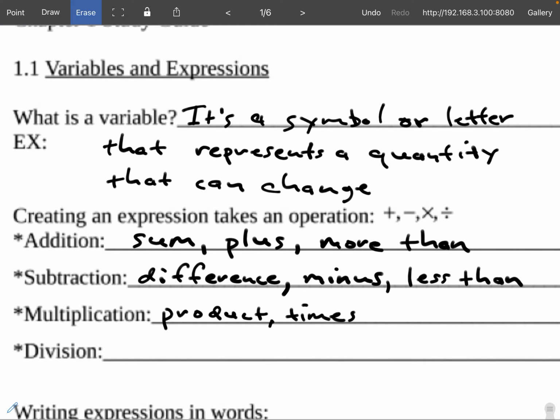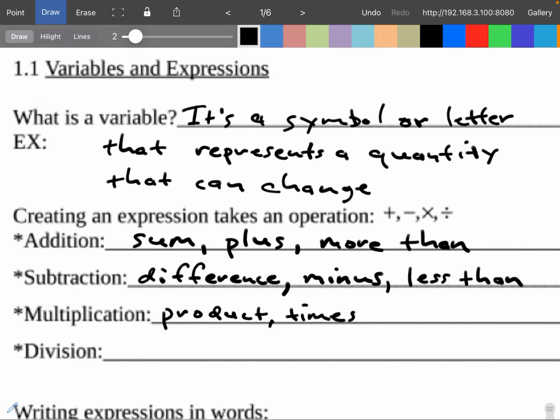What about division? So you got sum, difference, product. What's the word for division? It's weird. It starts with a Q. Oh. Quotient. Q, quotient. And then, is there anything else for division? Obviously, divide.